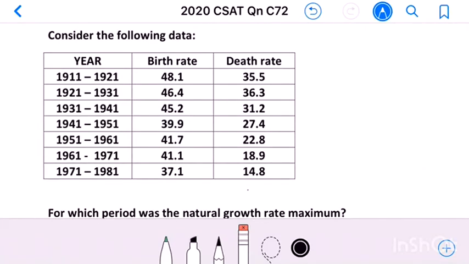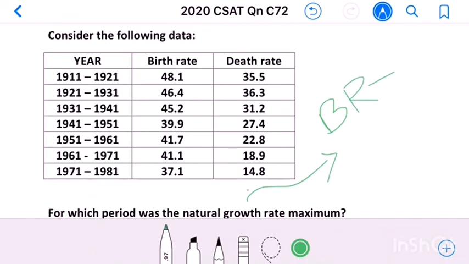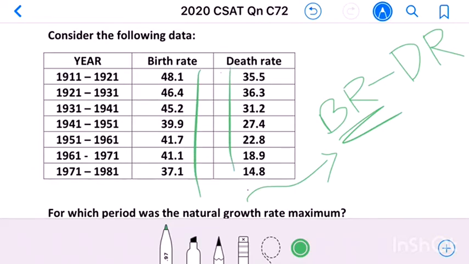Question number 72. Consider the following data. For which period was the natural growth rate maximum? So, what is meant by natural growth rate? Natural growth rate is the difference between birth rate and death rate. So, birth rate minus death rate. So here we have to find birth rate minus death rate for all these values. Which among these is maximum? That will be our answer.